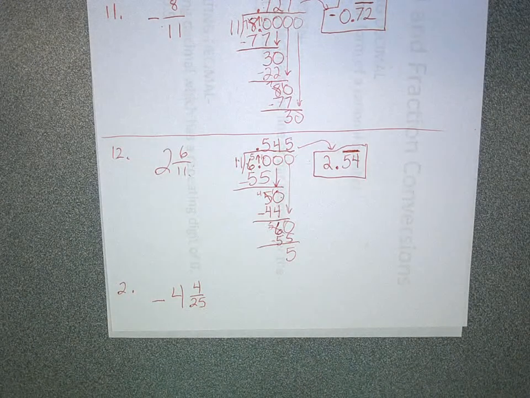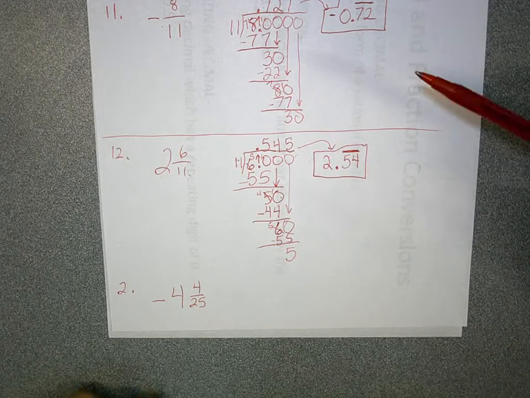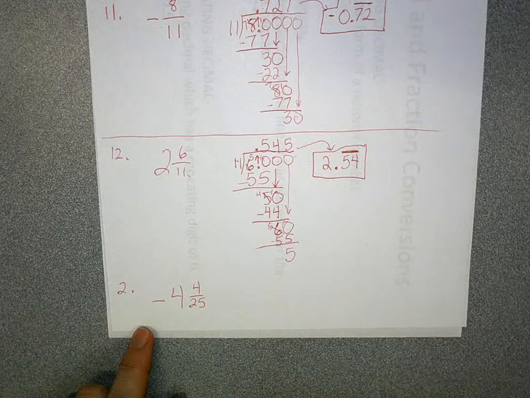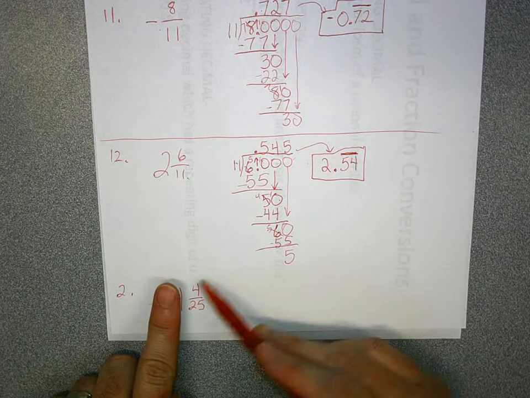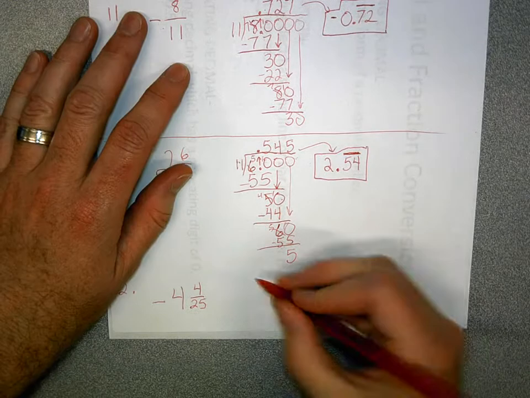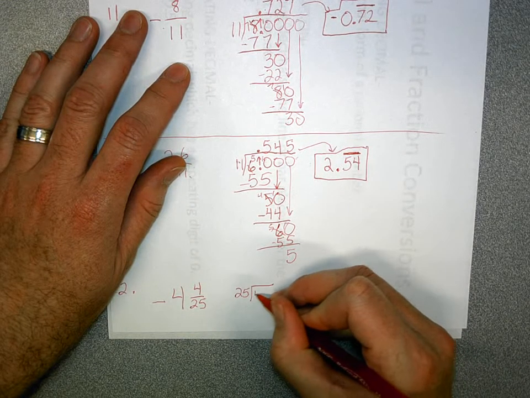All right, so here we go. This is a little bit of an extra challenge, because we have a negative and a 4 that we're going to drop. So remember, we're only converting the 4/25. So I'm going to go ahead and go bottom and top. So 25 into 4. What it's going to do is go into 40.